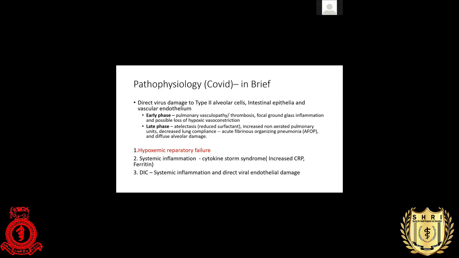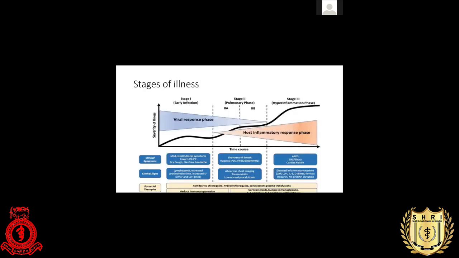This will provoke systemic inflammation and direct viral epithelial injury. This is the natural history, and in stage 2 the pulmonary changes occur. At this stage, the patient can present with shortness of breath and or hypoxia. When you go to the final stage, you can see a widespread inflammatory response, which ends up with ARDS, SIRS, or shock.